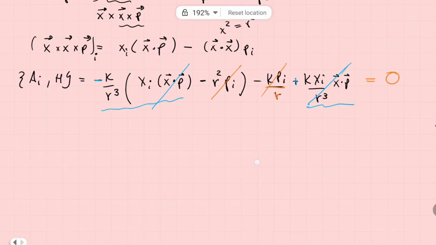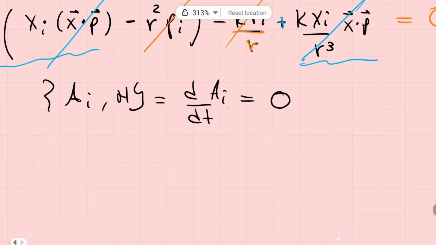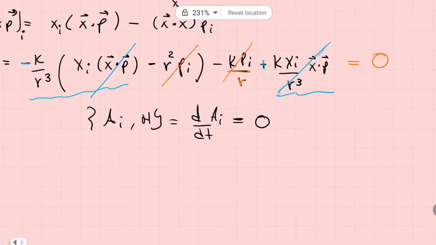That is what we wanted to show, because remember that the Poisson bracket of ai with h is equal to the total derivative with respect to time of ai, making this equal to 0. And since we are taking a general component of the Laplace-Runge-Lenz vector, every component will be conserved, will be a constant of motion. Okay, perfect. That will be the final result of the video.